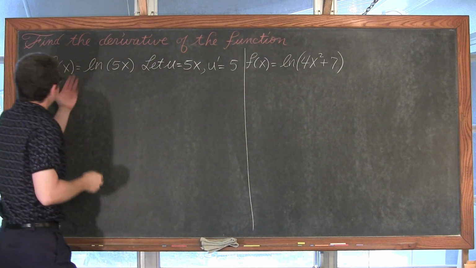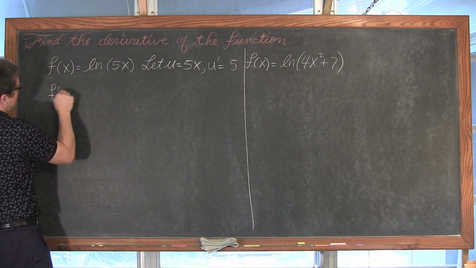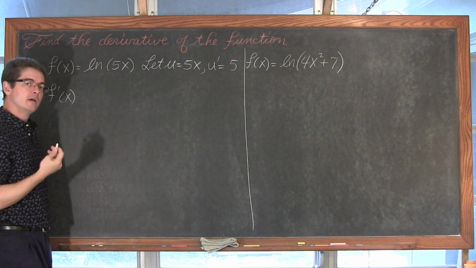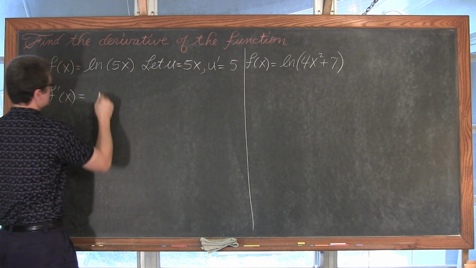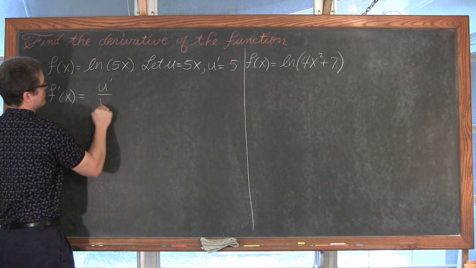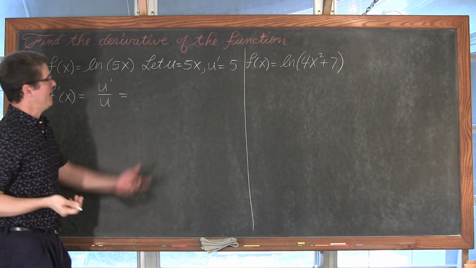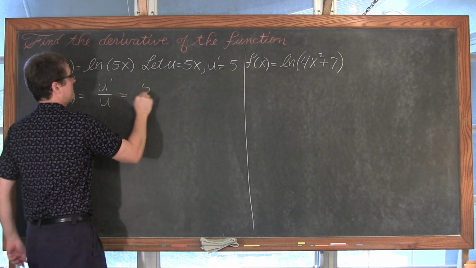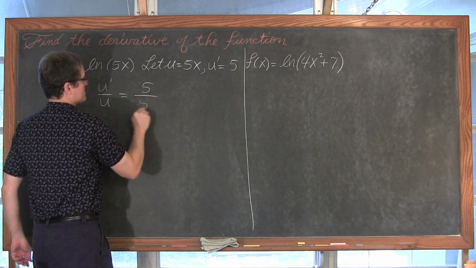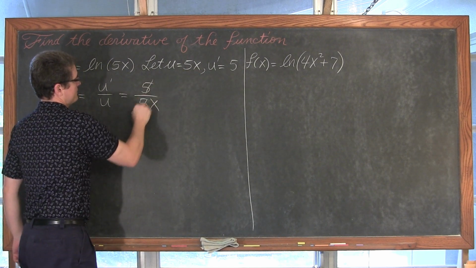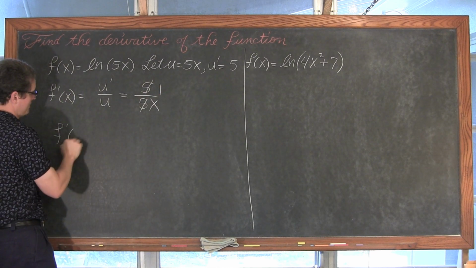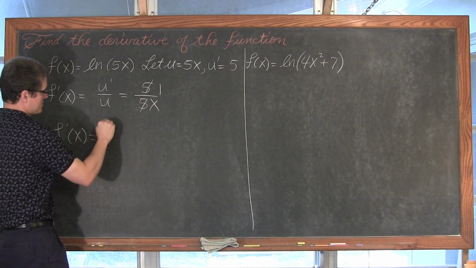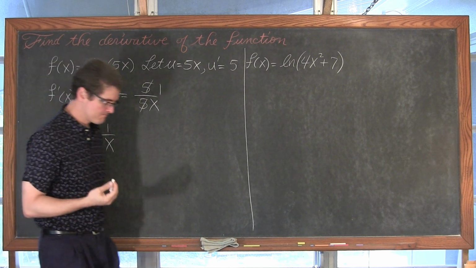So if f prime of x, or the derivative of f of x, is, with this u substitution, equal to u prime over u, then we just simply have 5 over 5x, and 5 divided by 5 is equal to 1, and we just have f prime of x is equal to 1 over x.